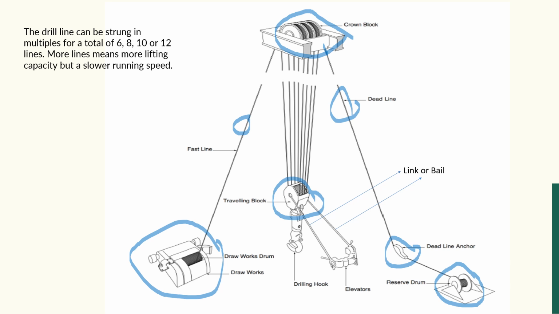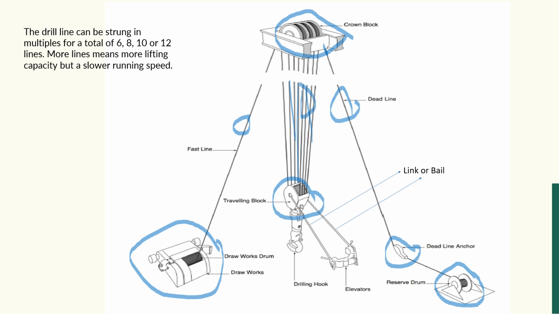These numbers of lines range from 6 to 12. Some rigs have 6 lines, some have 10 lines, and some rigs have 12 lines. The number of strung lines depends on how much weight needs to be lifted, or hoisted. If more weight needs to be lifted, then the number of lines will be more.